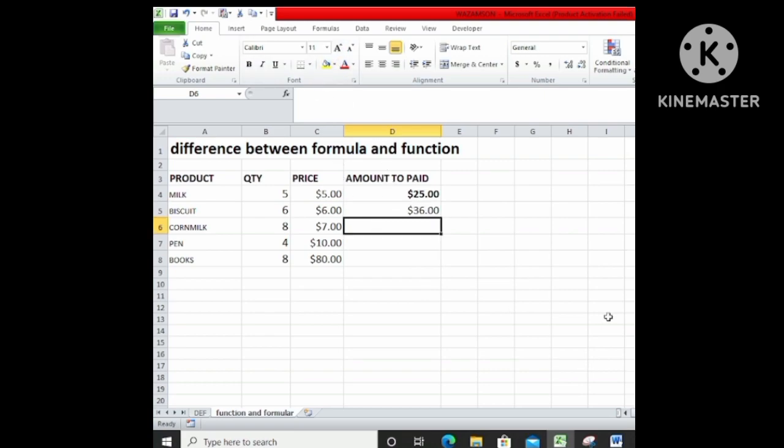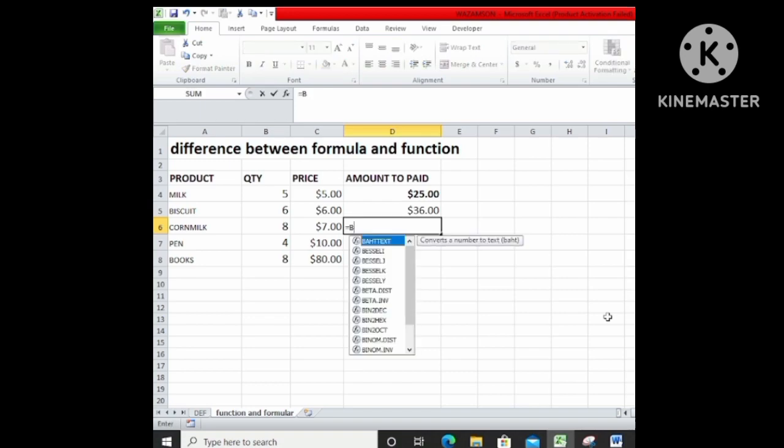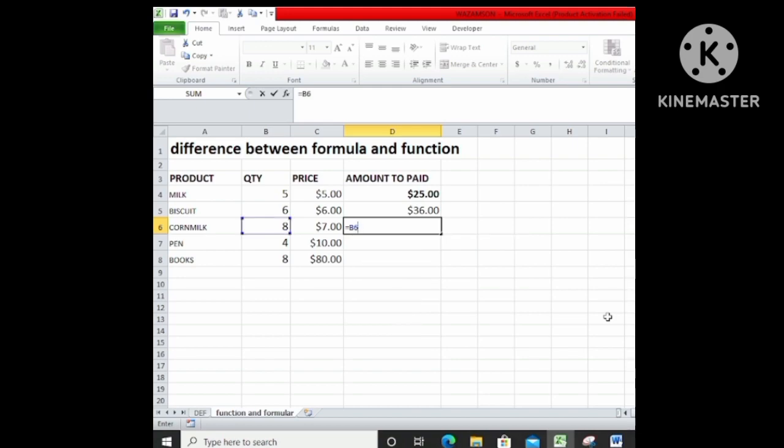And let's repeat it again. We say equals to, now 8 is in cell B6. So you say B6. And when you input the cell, Excel will recognize the cell for you. Now we multiply this by cell C6 also, C6. You see, now Enter. So this is it. So these are formulas.